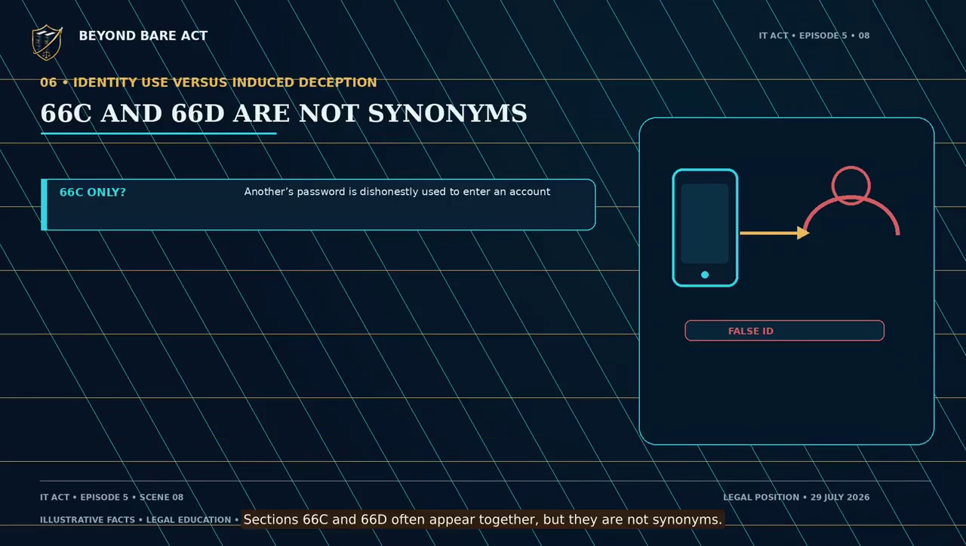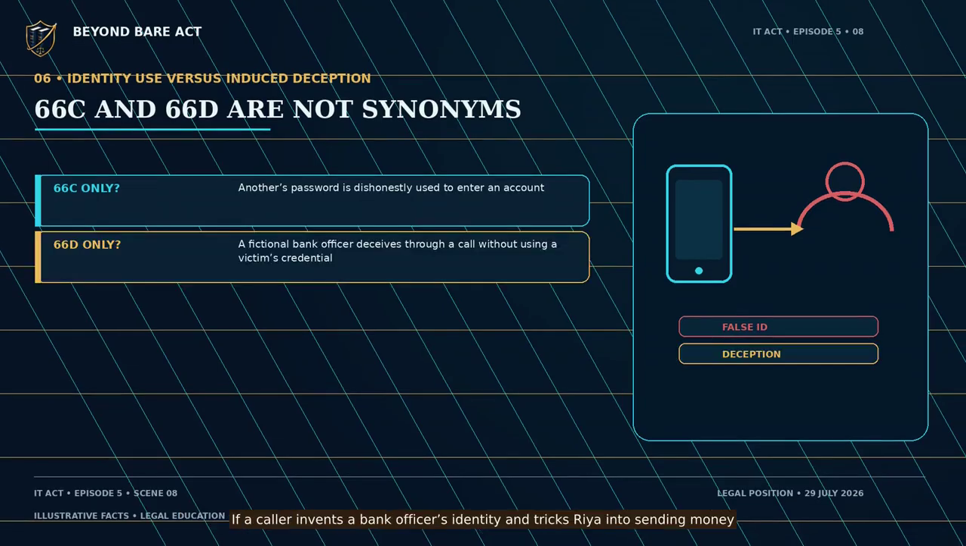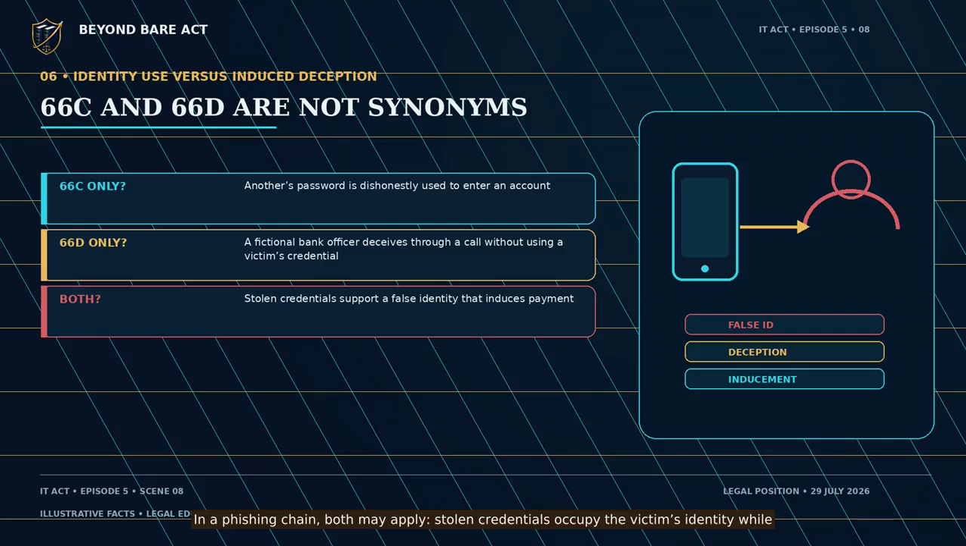Sections 66C and 66D often appear together, but they are not synonyms. If someone dishonestly uses Riya's password to enter her cloud account, Section 66C may arise even if nobody is induced to transfer property. If a caller invents a bank officer's identity and tricks Riya into sending money without using another person's credential, Section 66D may arise without 66C. In a phishing chain, both may apply. Stolen credentials occupy the victim's identity while a false message induces a transaction. Yet may apply is not must be convicted.